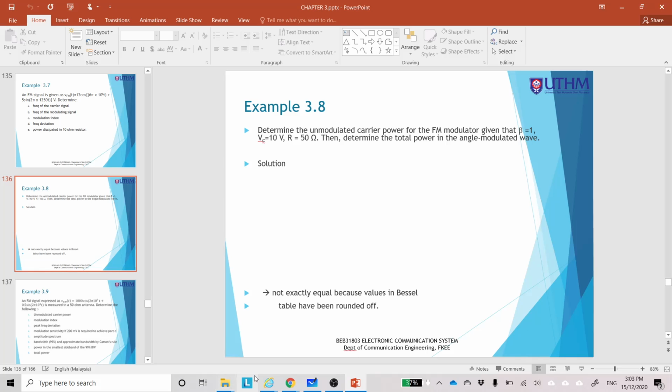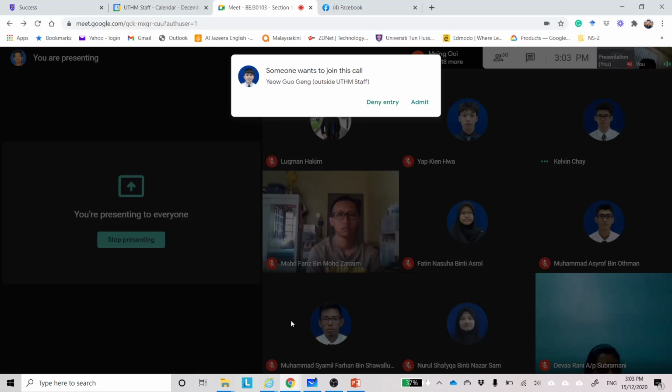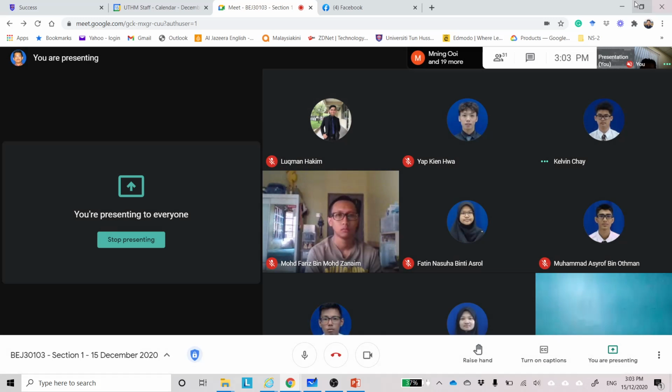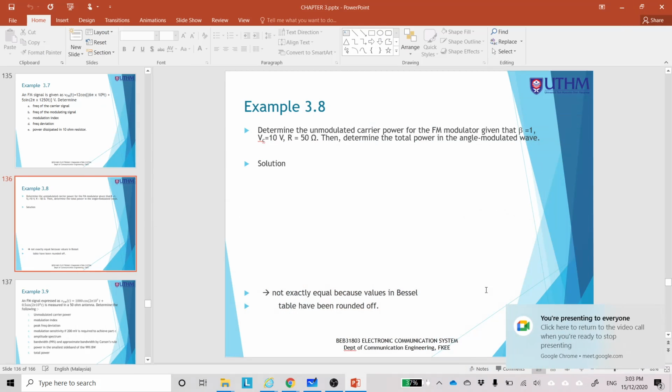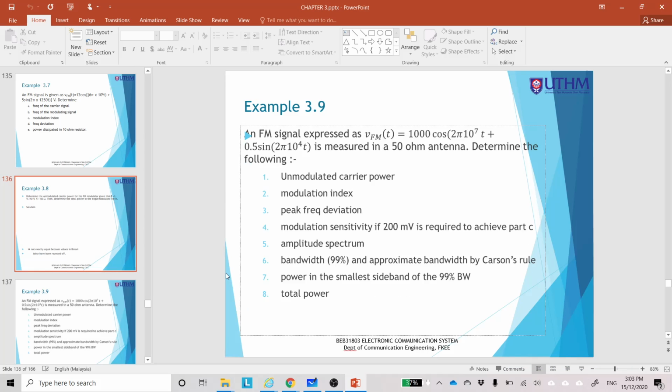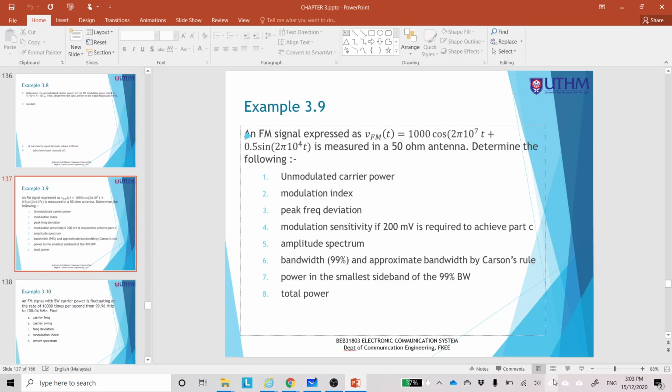And then ada kawan kamu baru masuk. Okay, seterusnya ada soalan tak? Kalau tak ada, saya teruskan. So siapa nak tanya boleh tanya, no problem.